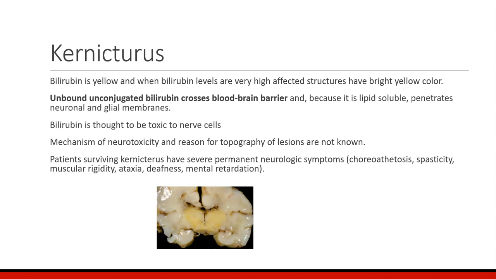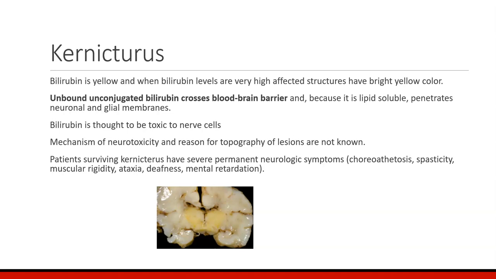So let's talk about kernicterus some more. Bilirubin is yellow, and when bilirubin levels are very high, affected structures have a bright yellow color. If you've ever known anybody who's had hepatitis, the whites of their eyes go yellow, their skin turns yellow, and unfortunately, in the cases of infants, kernicterus could be a real problem because the unbound, unconjugated bilirubin is able to cross the blood-brain barrier.